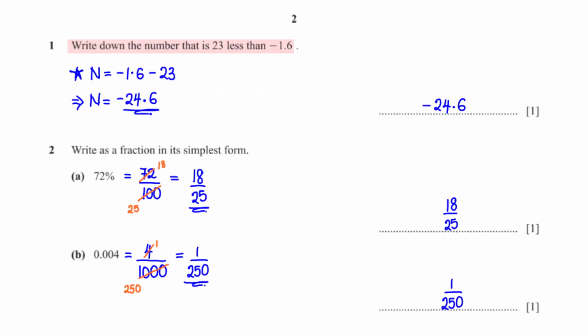Write down the number that is 23 less than negative 1.6. To find this number, we subtract 23 from negative 1.6. This gives us negative 24.6.